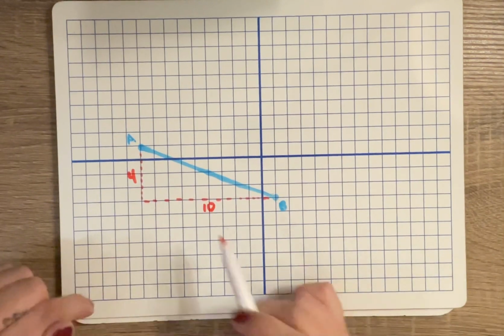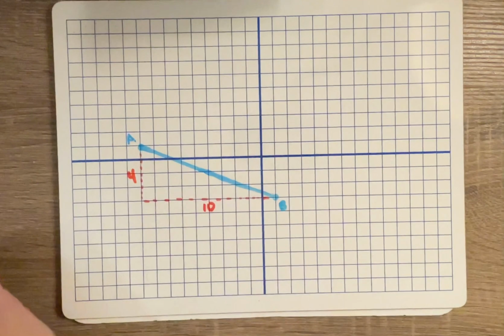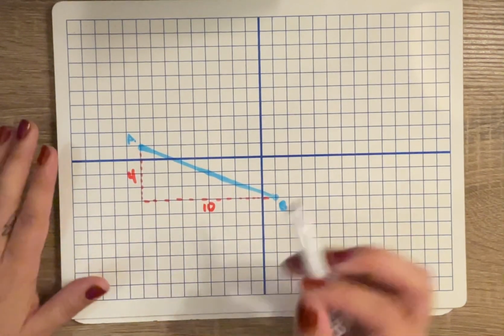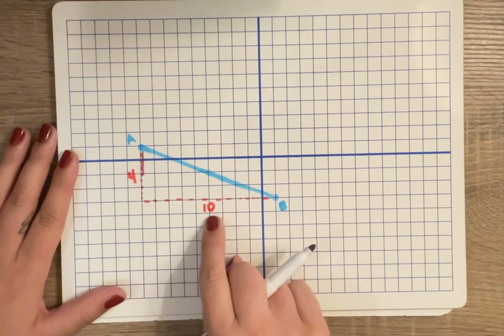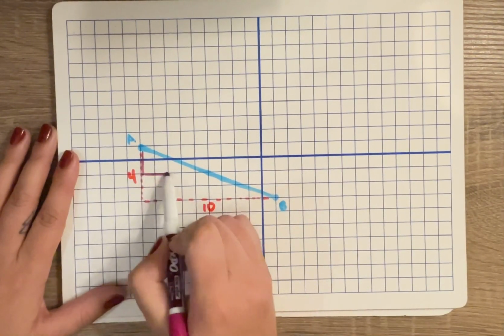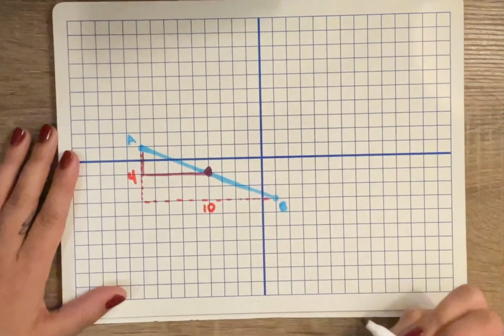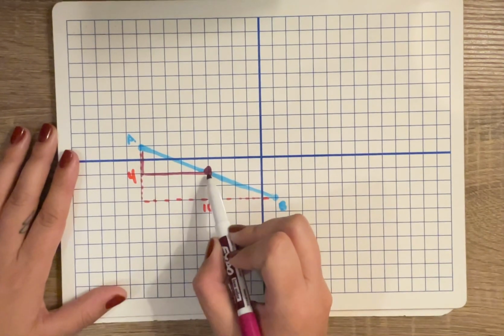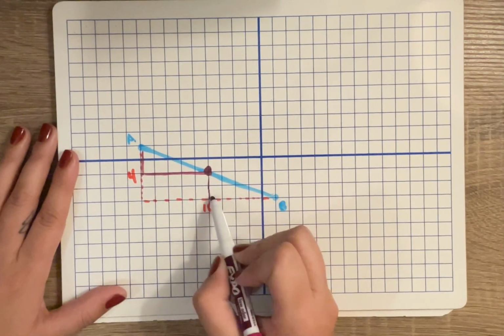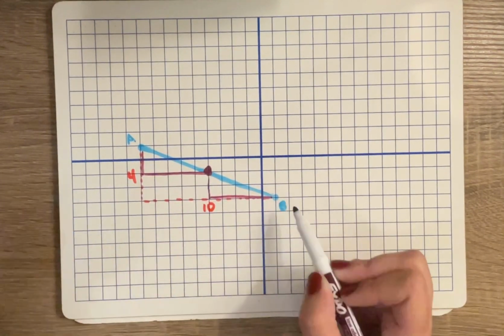And to find the midpoint, I'm going to think about half of this distance. I know that half of 4 is 2, so I'm going to go down 2. Half of 10 is 5, and I'm going to go over 5. So this point right here should be the midpoint. To check and make sure I did that correctly, I can continue with down 2, right 5 again, and I should perfectly end up on the other endpoint, which I do.